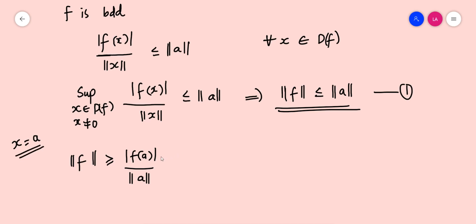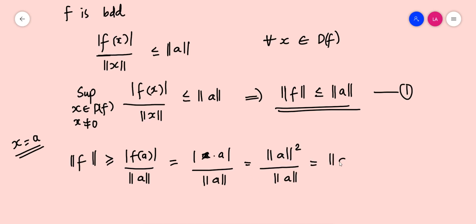Now using Holder's inequality, this should be equal to modulus of a dot a. Here instead of x we substitute a by norm a. So a dot a should be equal to norm a the whole square. The equality holds in Holder's inequality when the two quantities are equal. Now cancelling the whole thing, we get x equal to 1. So that is, norm f is greater than or equal to norm a.